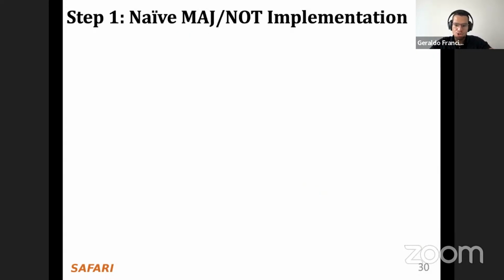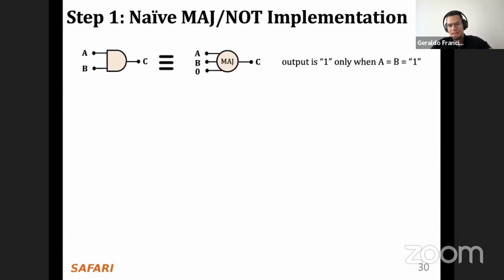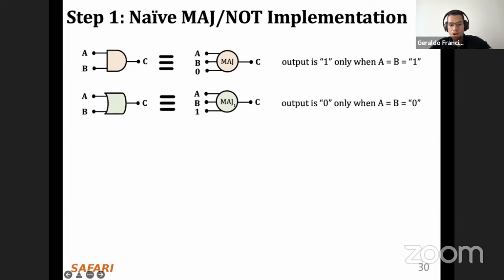As I showed, it's quite trivial to convert an AND or OR implementation. We can simply replace any AND operation with a majority gate in which one of the inputs is 0, or we can do the same for an OR. We can replace an OR gate with a majority gate where one of the inputs is set to 1. This is exactly what step one does.